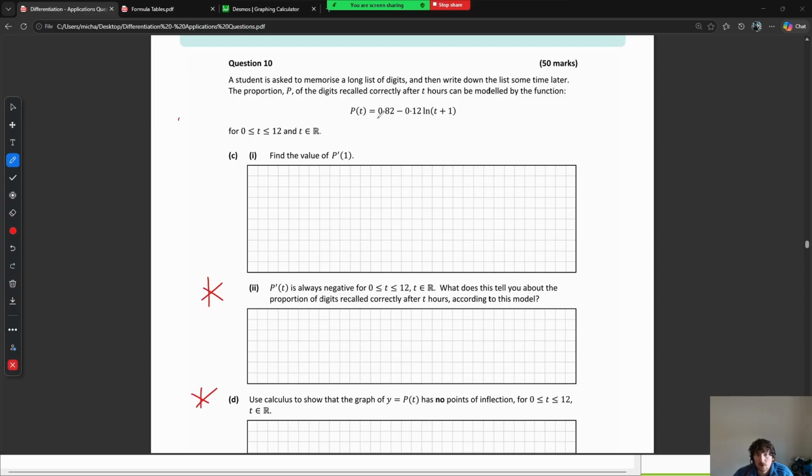Right, there's some formula up here. You can read the question if you want to learn more about it. Obviously pause the video, give it a go. T is followed by this function here. P is the number of digits recalled after T hours. So the person is probably forgetting things after time, okay?